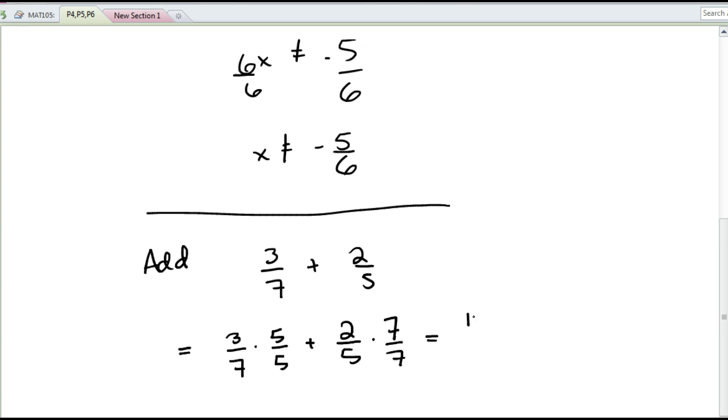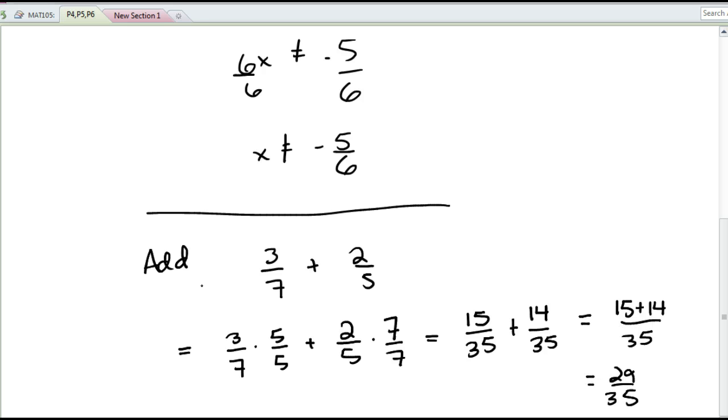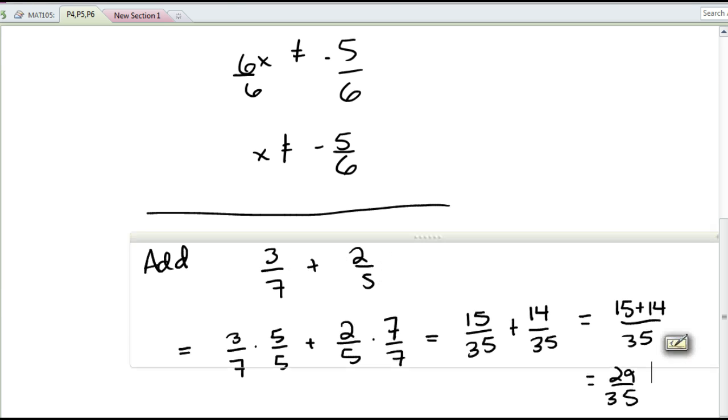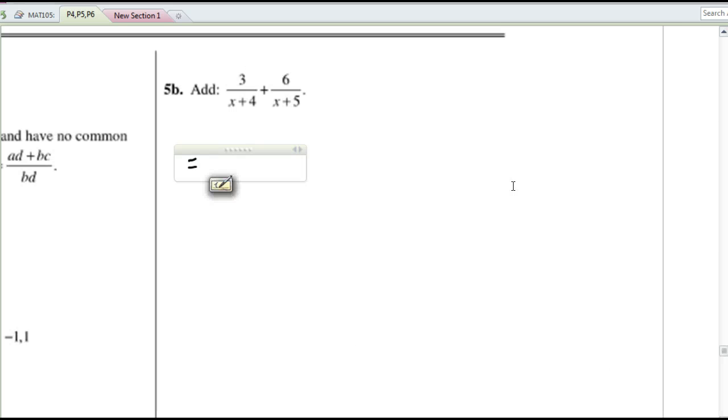So multiplying across, we get 15 over 35 plus 14 over 35. And you can add them together and you end up with 15 plus 14 over 35, or 29 over 35. And that's your answer. So notice we took the factor we didn't have on the right expression, multiplied the first one by 5 over 5, and the second fraction didn't have a 7 in the bottom, so we multiplied by 7 over 7. We're going to do the same trick here with rational functions.